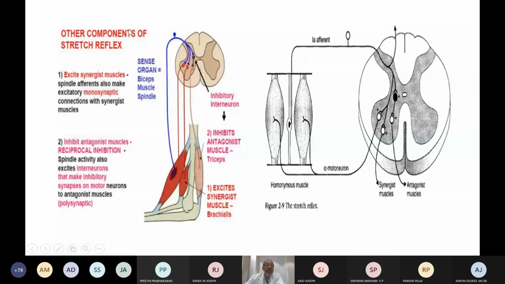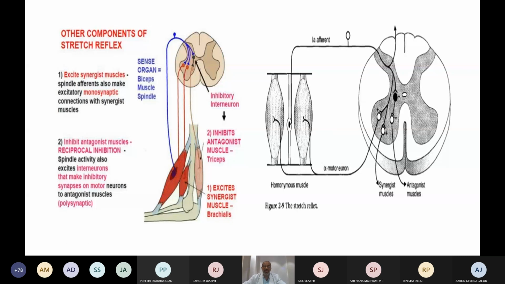I was telling you, you are not only going to have the contraction of the biceps, you are also going to have the synergistic muscle with excitatory input and excitatory output, as well as, through the interneuron to the triceps, an inhibitory influence.